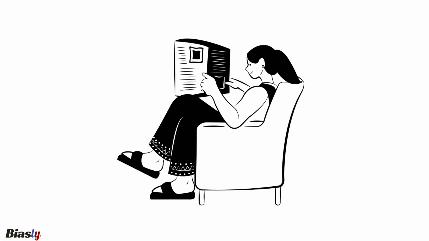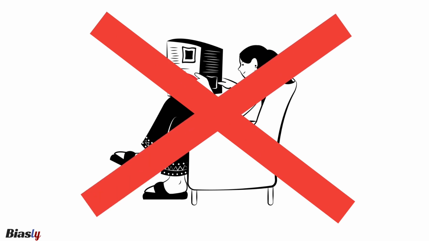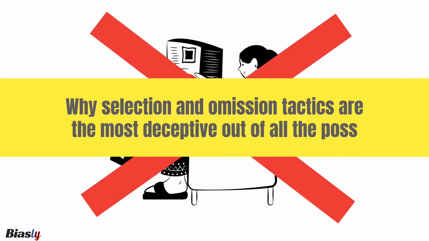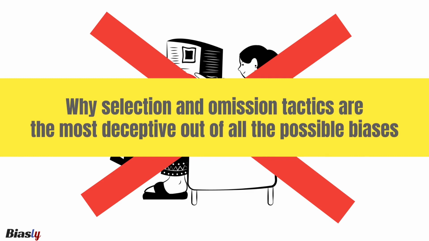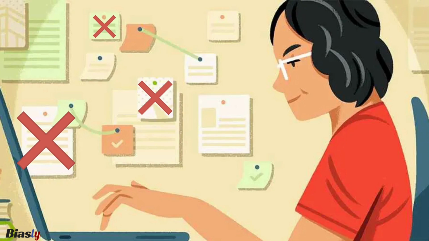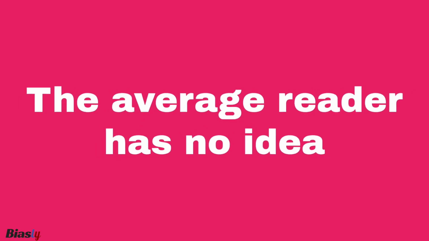When reading an article or news source, it is nearly impossible to tell if there are any facts left out. This is why selection and omission tactics are the most deceptive out of all the possible biases. It is easy for authors to exclude alternate sources that may not align with their own views in order to get their point across. And the worst part of all of this? The average reader has no idea.